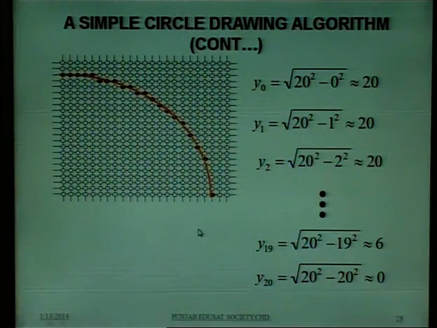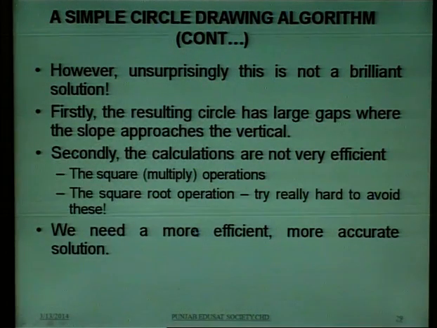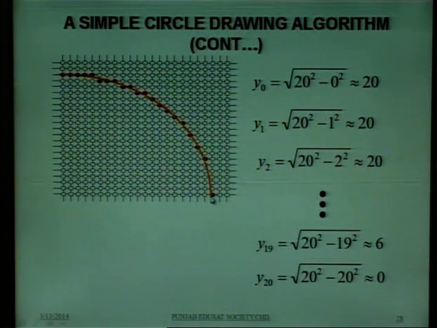and the radius. However, unsurprisingly, this is not a brilliant solution. Firstly, the resulting circle has large gaps where the slope approaches the vertical. See in this diagram, you can see there are large gaps in the circle as the slope proceeds in the vertical direction.